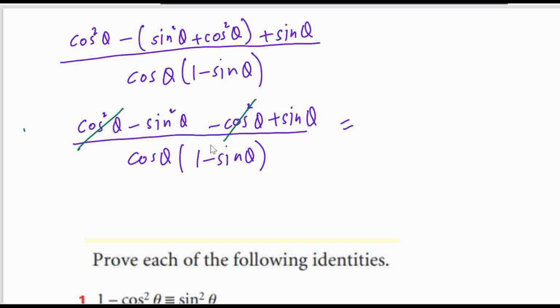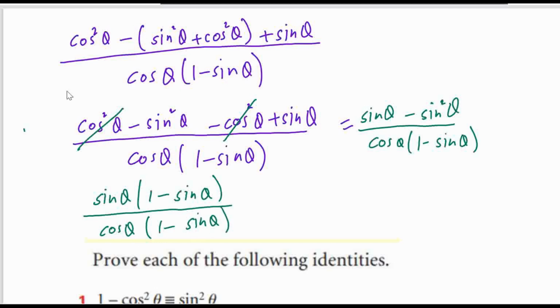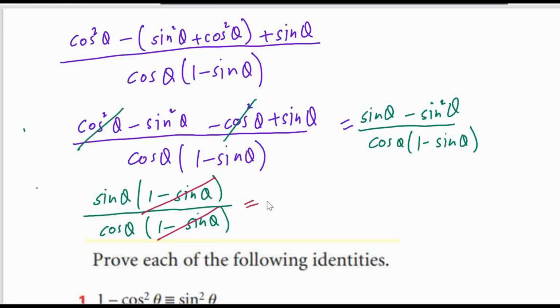We can cancel out these two terms. So in the numerator we can write sin theta minus sine square theta, rearranged a little, and in the denominator we have cos theta 1 minus sine theta. Now in the numerator, we can take sine theta as common, so this will be 1 minus sine theta whole divided by cos theta 1 minus sin theta. Now we can cancel out these two, and this will become sin theta by cos theta, which means that this is equal to tan theta. So this will be the final answer, and this is the right hand side.